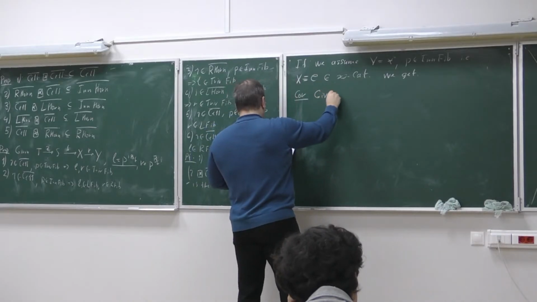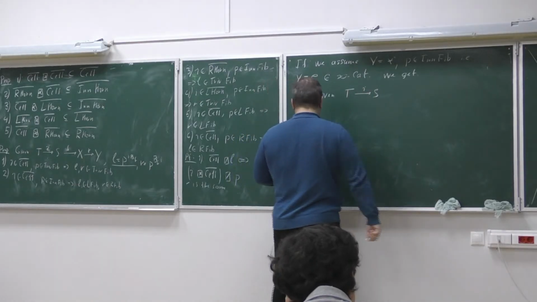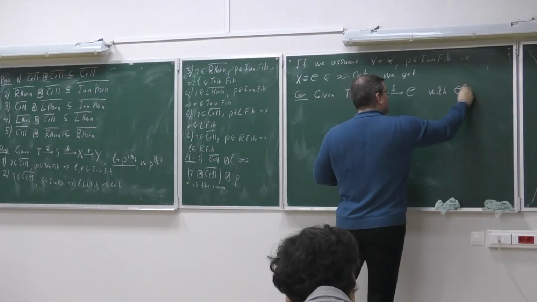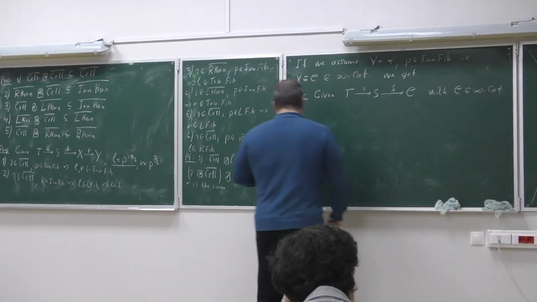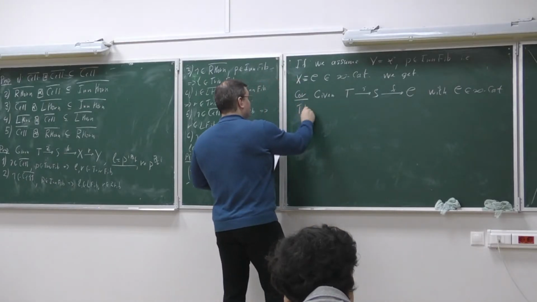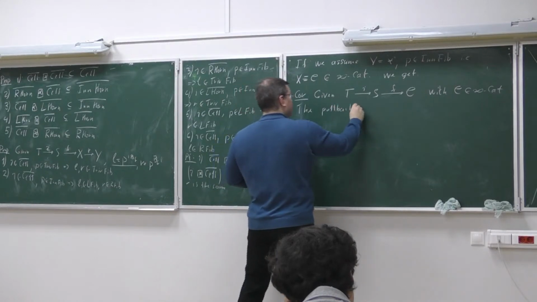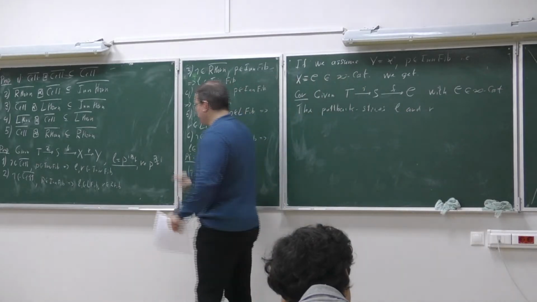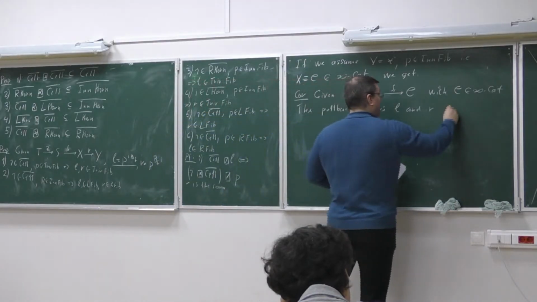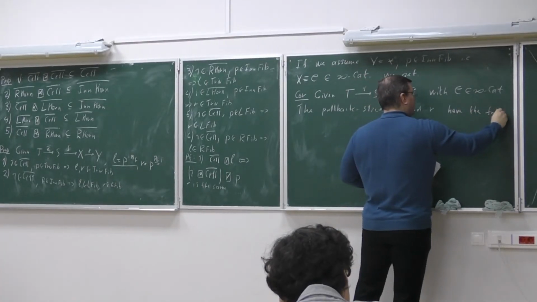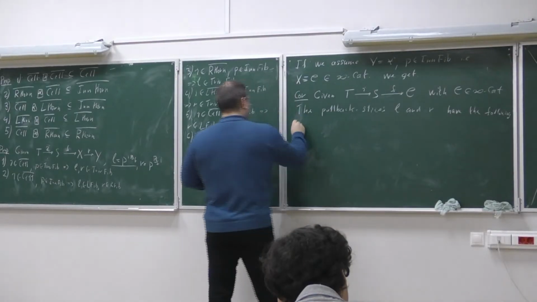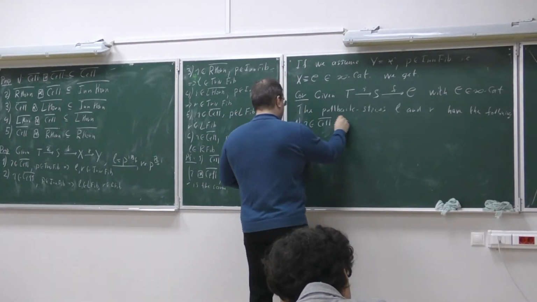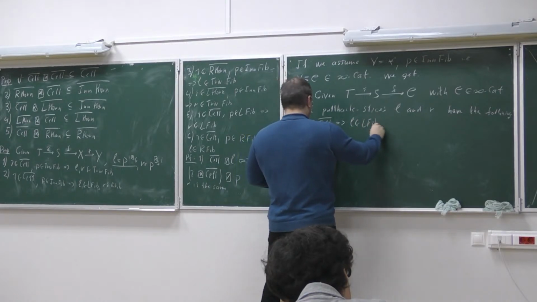So given T mapped to S with a map I, and a map F to the infinity category C, with C being an infinity category, the pullback slices L and R, with the same notation as in the previous statement, have the following properties. First, if I is a monomorphism, then L is a left fibration and R is a right fibration.